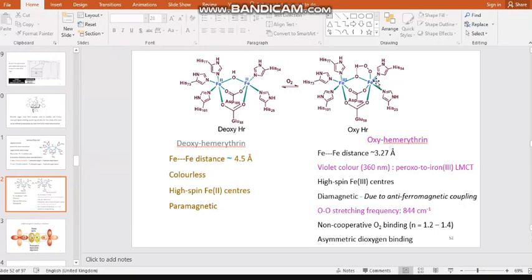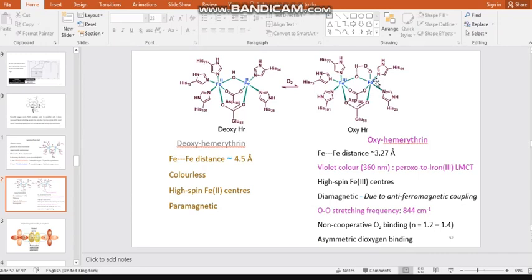This is the reason why, even though oxyhemerythrin contains 10 unpaired electrons in the d orbitals, it is not paramagnetic. It is diamagnetic. Diamagnetism is due to the antiferromagnetic coupling, otherwise called the super exchange phenomenon. And then the O2 stretching frequency, if you look, it is 844 centimeter inverse.